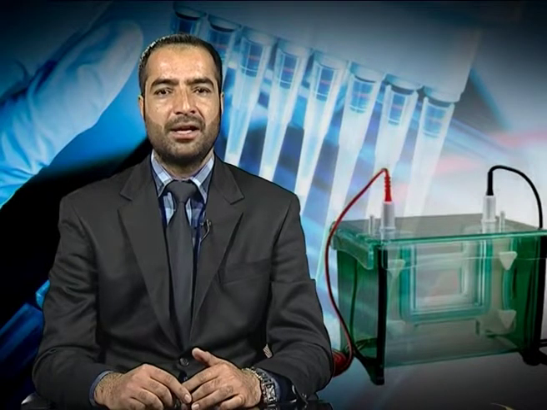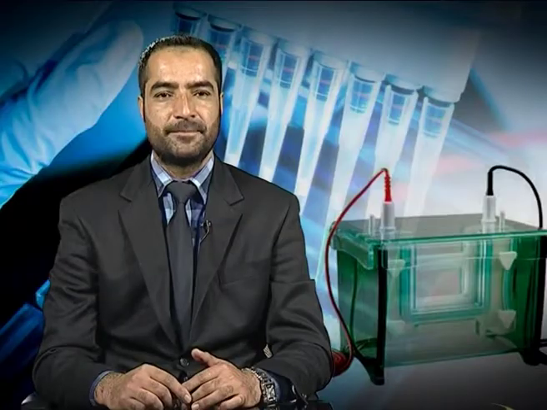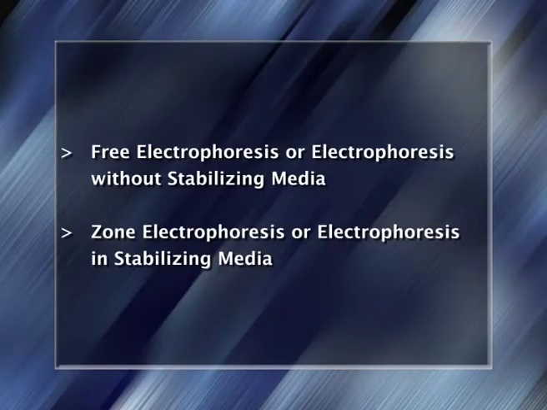Electrophoresis is broadly classified into two types. That is, number one, free electrophoresis or electrophoresis without stabilizing media, and number two, zone electrophoresis or electrophoresis in stabilizing media. Firstly, we will discuss free electrophoresis.